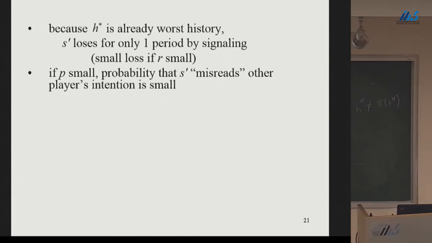Furthermore, if the probability of mistake is very small, the probability that the other player really is S prime and not S is with high probability detectable after one period. S will do its thing. S prime will do something else. Of course, there's a probability that either of them might have made a mistake, but P is assumed to be small. So that's not very likely either.